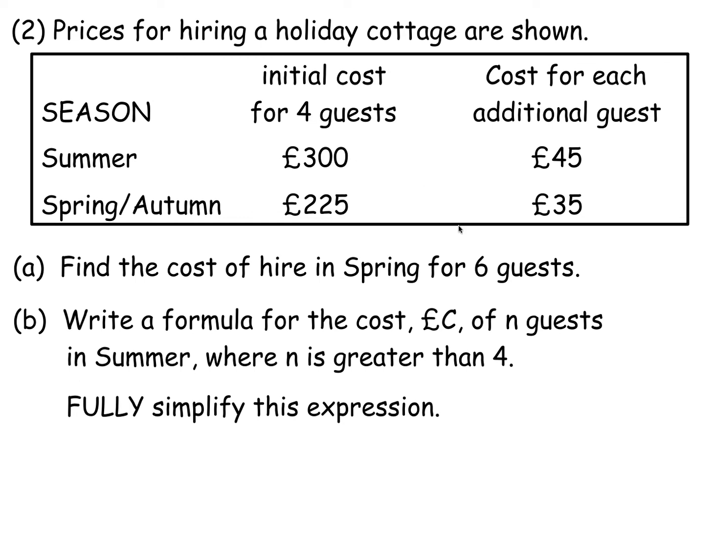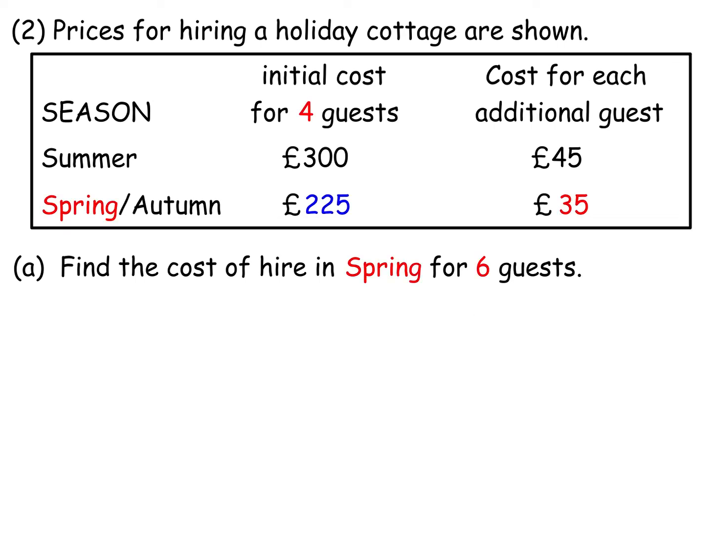That's for 4. You've got 6, so you get an extra 2, and it's £35 a day. And what you then do is you generalise that for n guests, where n is greater than 4. So here's part A. It's in spring for 6 guests, £225, and then 2 extra guests at £35 each.